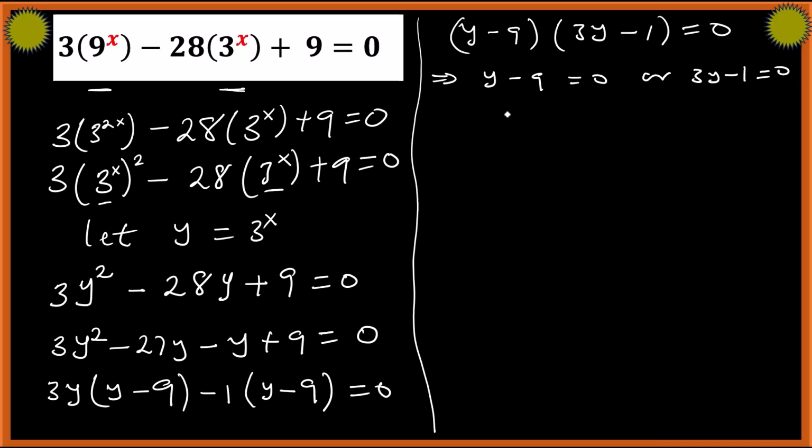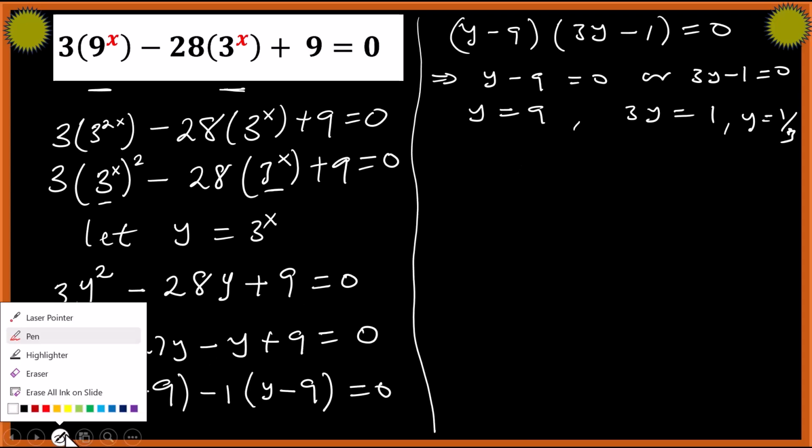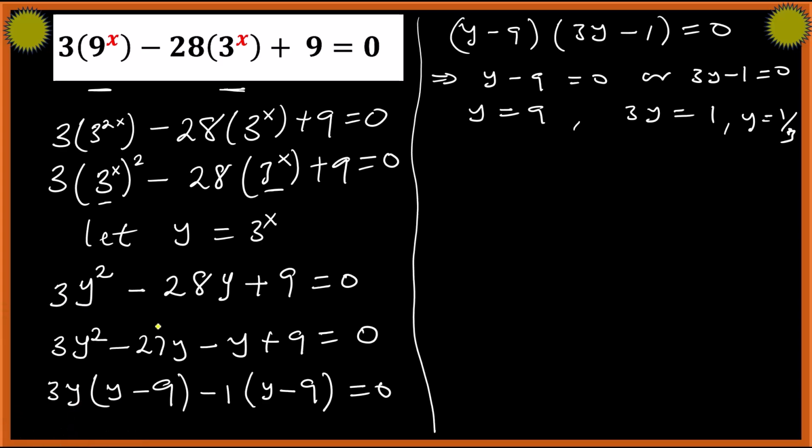So my y, by adding 9 to both sides, will give me 9 here, and this side will be 3y equals 1. Therefore y is 1 on 3. So we have y equals 9, y equals 1 on 3. But remember, we are after x, we are not after y. So let's bring our attention here.